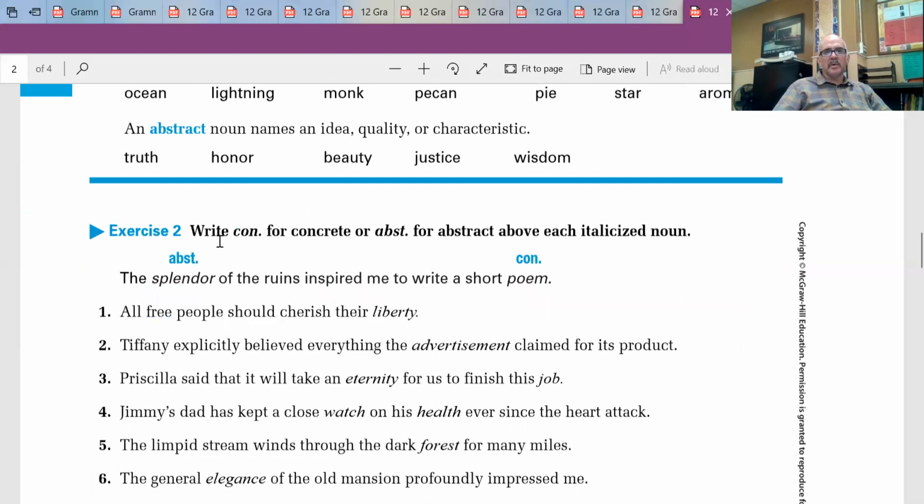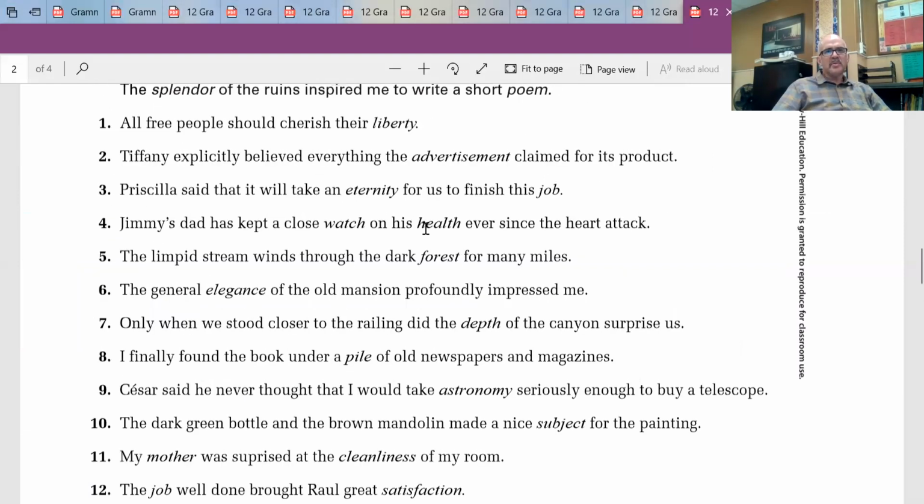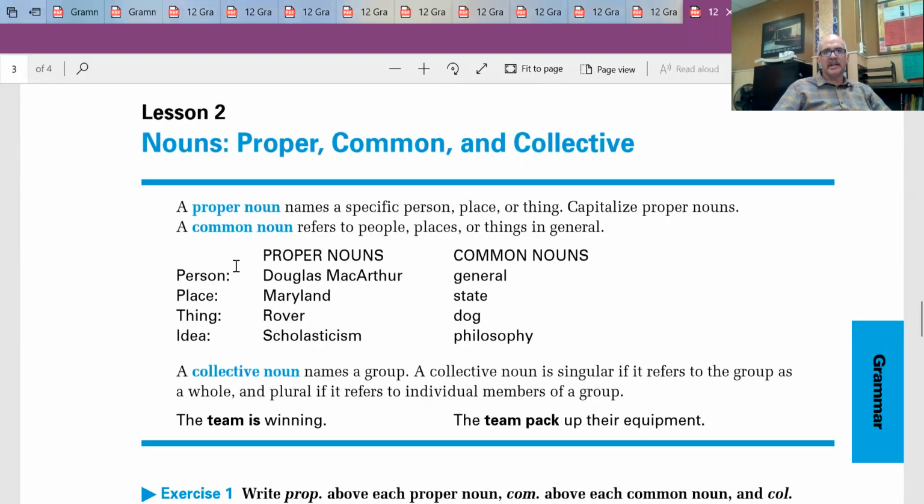All right, so here we want to write CON for concrete or abstract. C or A is fine, or you can use the highlighters, or you can circle it. Again, whatever you want to do. There are 12 of these. Let's just keep it around a half. We'll do 6 of these as well, 1 through 6. Then right on to lesson 2, nouns proper, common, and collective.